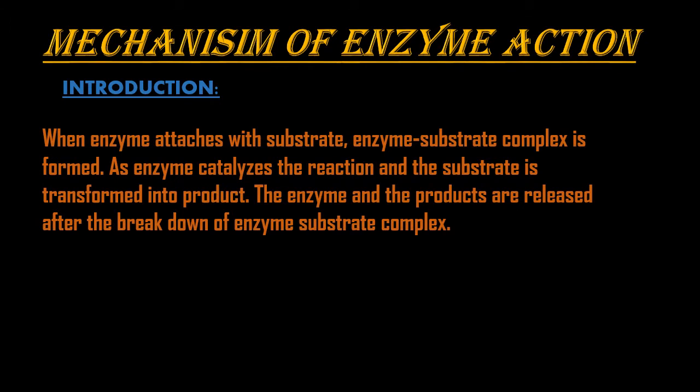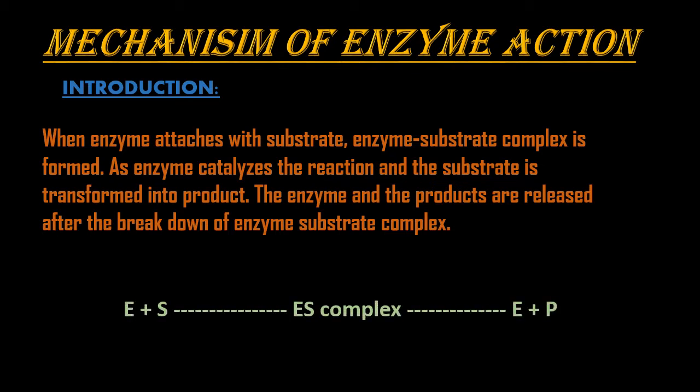When an enzyme attaches with a substrate, an enzyme substrate complex is formed. As the enzyme catalyzes the reaction and the substrate is transformed into product, the enzyme and the products are released after the breakdown of the enzyme substrate complex. Now you will understand the mechanism of enzyme from this equation.